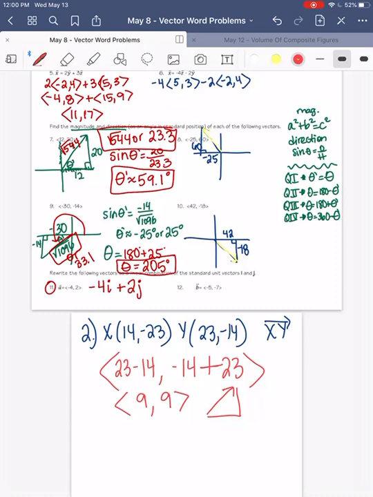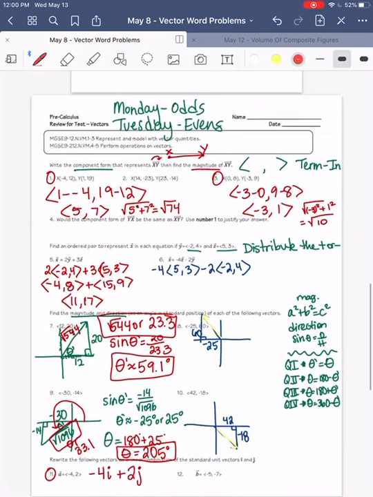Now to find the magnitude, we're going to do 9 squared plus 9 squared. So that's 81 plus 81, and that gives us 162. So you could leave it that way, or you could break it down, which is 9 root 2. Or you can do the square root of 162, which will give me 12.7. Any of those 3 answers I would accept at this point. So that's number 2.